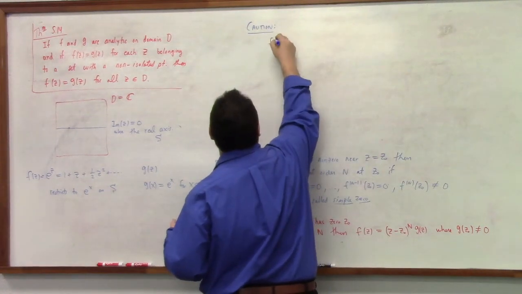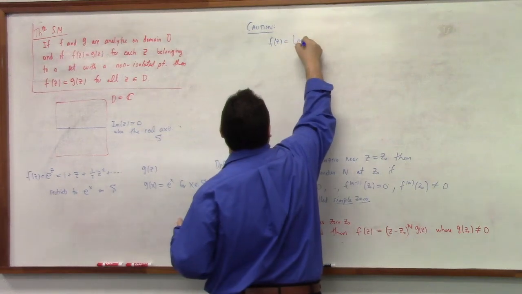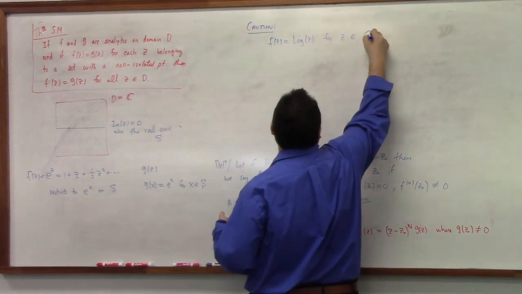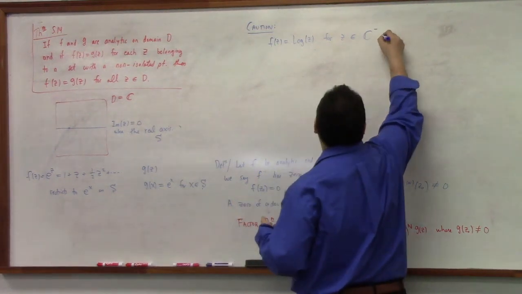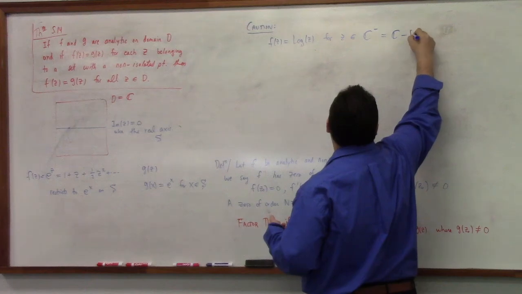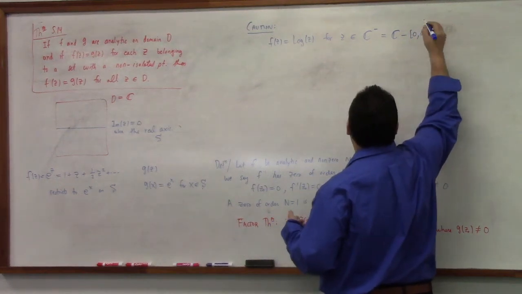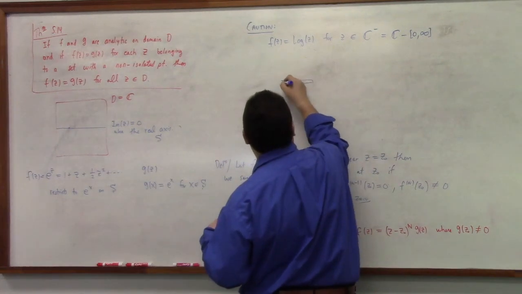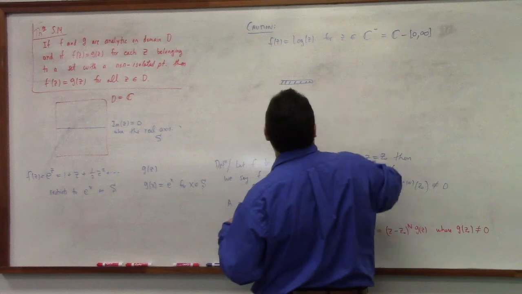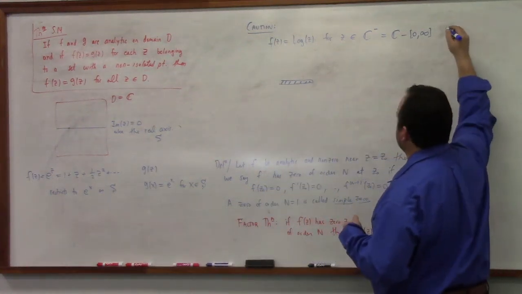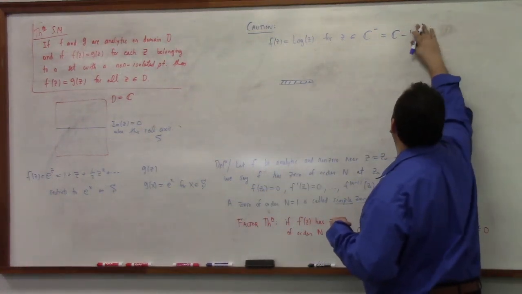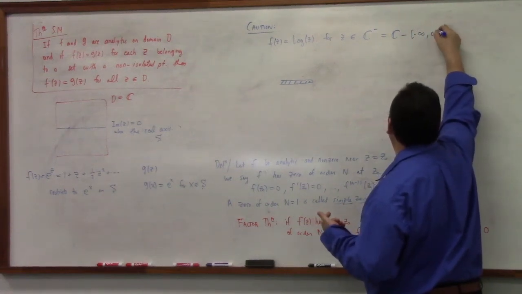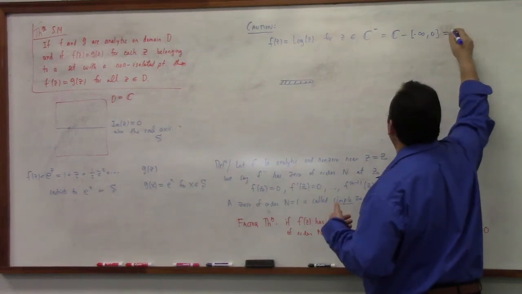So f of z equals log z, for z in the slit complex plane, so C with the negative real axis removed. If I draw a picture of that, is it 0 to infinity or minus infinity to 0? Oh yeah, sorry, I usually do that, don't I? It's the negative axis, whatever our notation is for that. So that's the domain D.